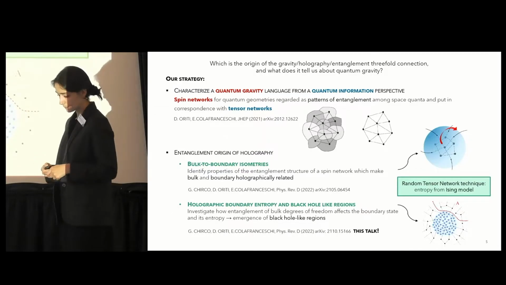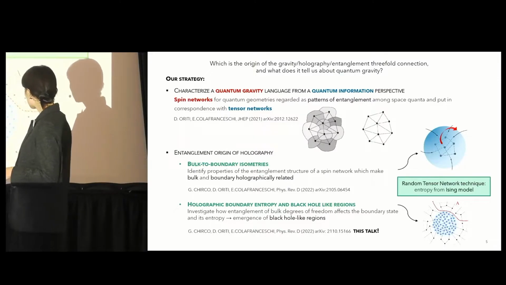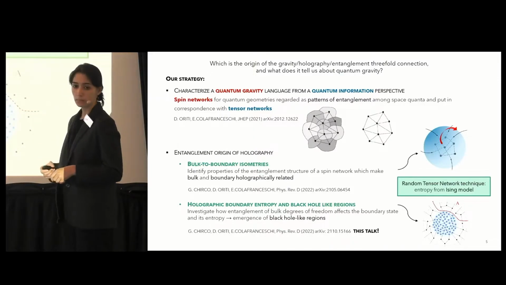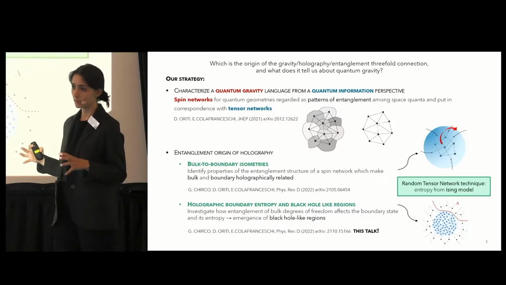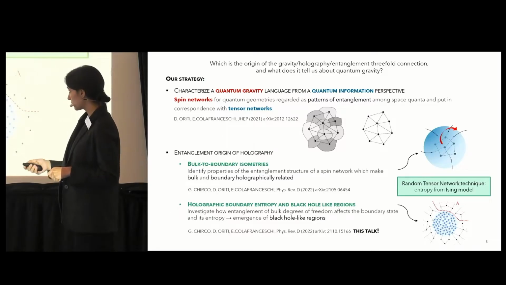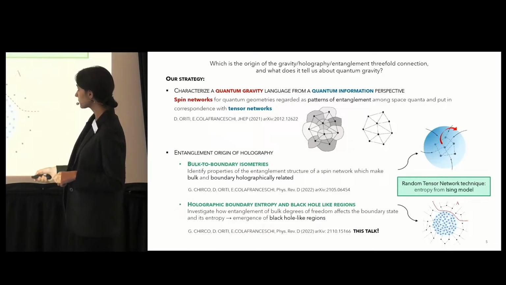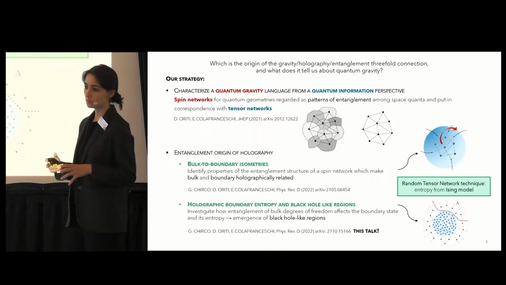And in particular, as I'm going to illustrate, by increasing the entanglement content of a certain region of the bulk, we achieve a regime in which this region behaves like a black hole, meaning that from the boundary we cannot get information about it. And so we tackle these two directions by exploiting the tensor network characterization, and in particular random tensor network techniques, thanks to which we map the computation of the entropy to an Ising model living on the spin network graphs themselves.